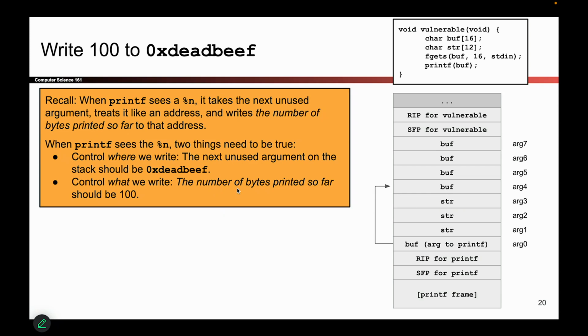So the second thing that has to be true at the same time, and that's what makes these exploits so tricky, is that the number of bytes printed so far has to be exactly 100. So printf will think, how many bytes have I printed so far? 100 bytes? OK, great. Then what I will do is I'll go to dead beef, and I'll write the number 100. So at the same time, I have to juggle the fact that I need 100 bytes printed and the fact that when printf sees %n, the next unused argument on the stack, wherever it is, just so happens to contain the value dead beef. And all of this has to go into my printf input to buff. So that's the juggling that has to happen. So we're going to make this happen.